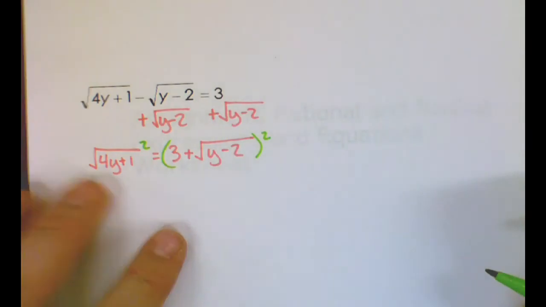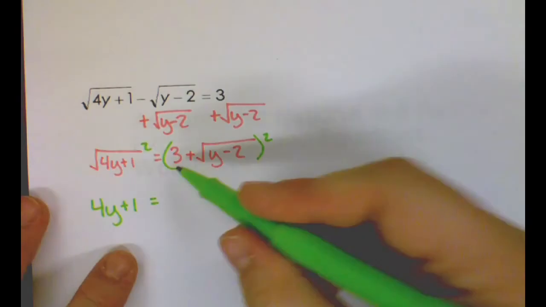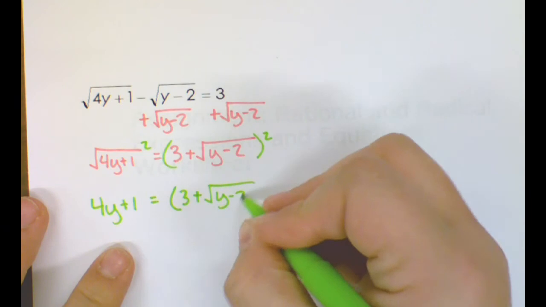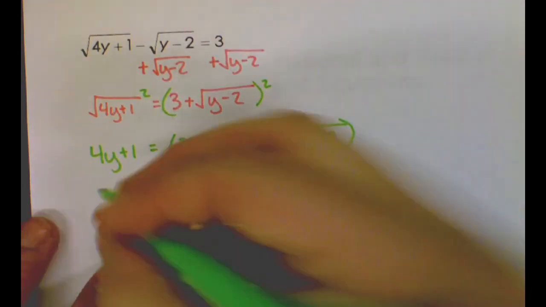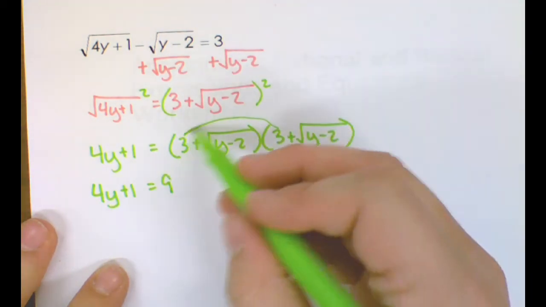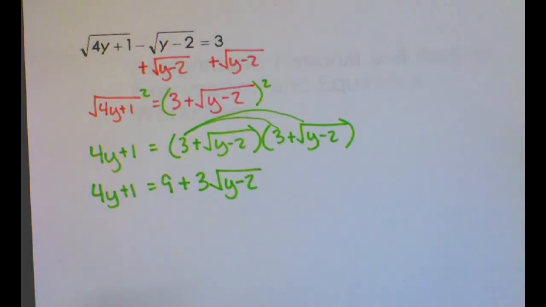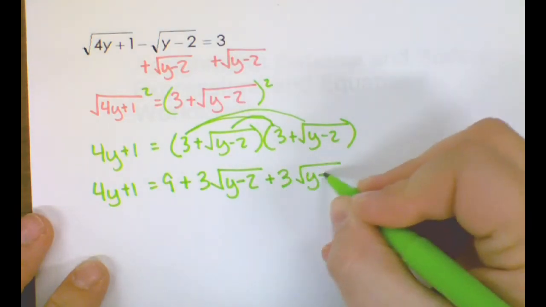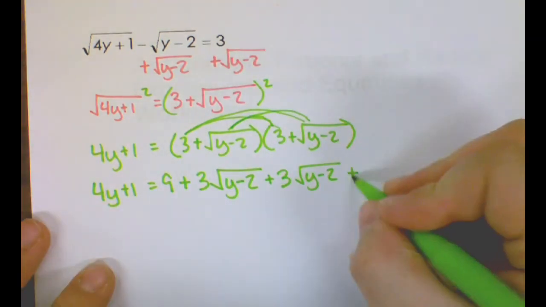The square root of 4y plus 1 squared is just 4y plus 1. When I square 3 plus the square root of y minus 2, I need to FOIL, and it gets a little wonky, so I'm going to write it out. So when we FOIL this, 4y plus 1 hangs out. 3 times 3 is 9. 3 times the square root of y minus 2 is 3 square root y minus 2. Square root of y minus 2 times 3 is positive 3 square root y minus 2. Square root of y minus 2 times the square root of y minus 2 is y minus 2.